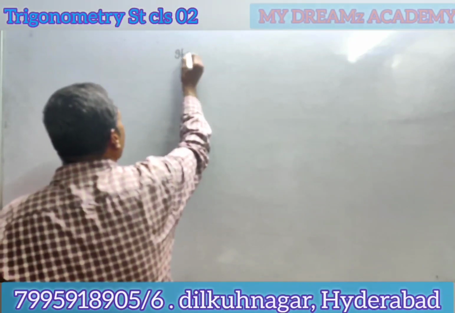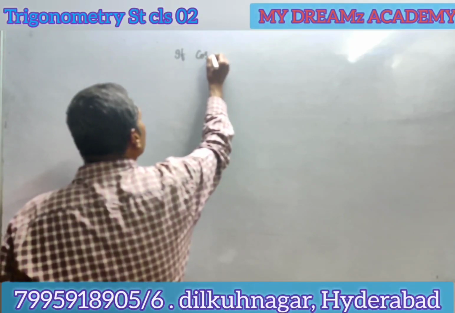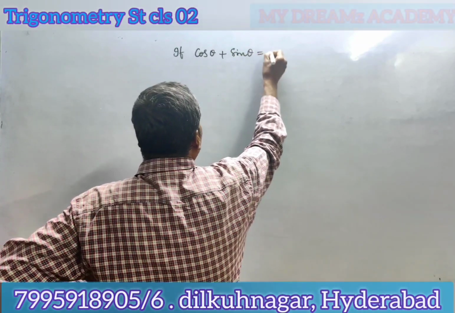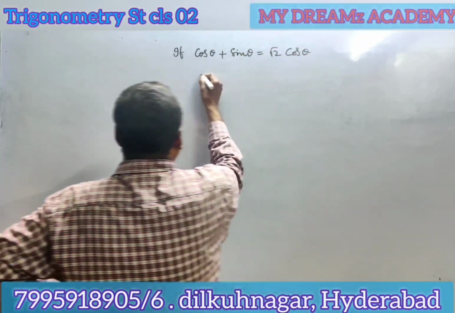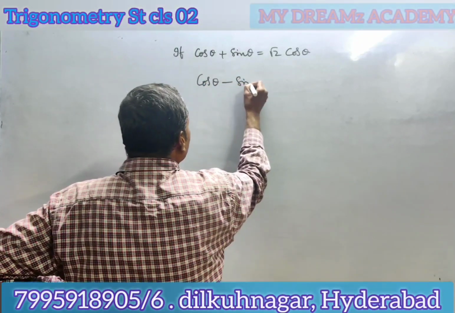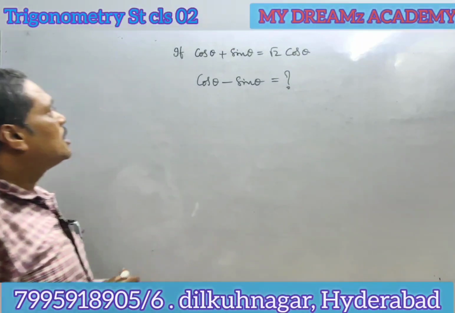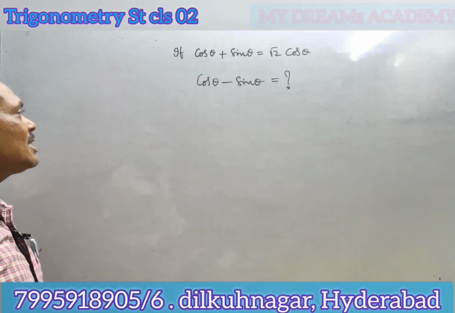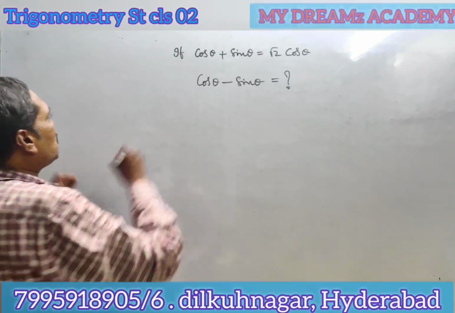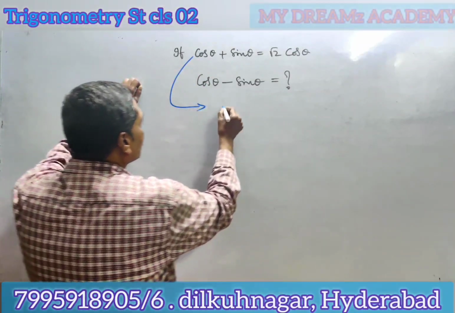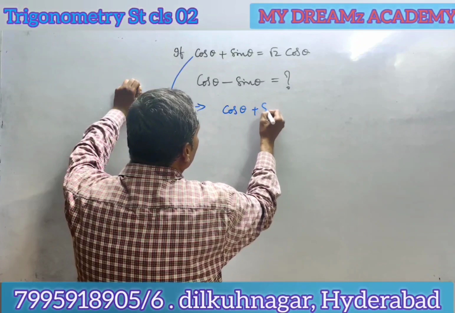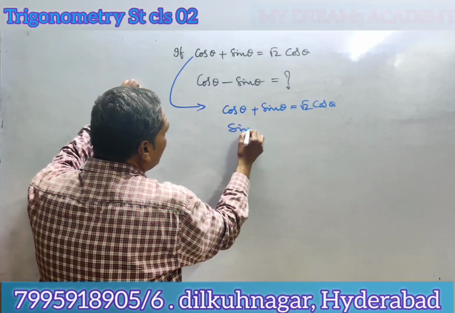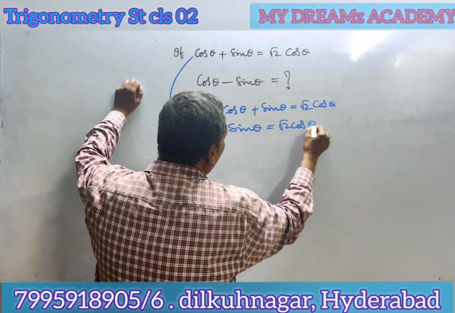If cos theta plus sin theta is equal to root 2 cos theta, then what is cos theta minus sin theta? Actual method: given cos theta plus sin theta is equal to root 2 cos theta. What is sin theta from this? Root 2 cos theta minus cos theta.